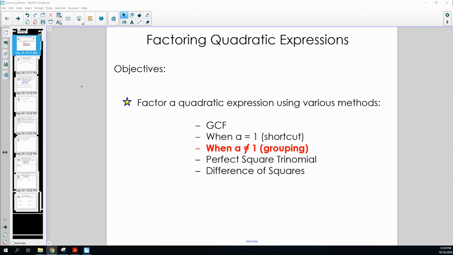Now, if you notice, I do have the when a is not equal to 1 highlighted in red. That one you can use for every single type of quadratic that can be factored. So if the other methods are confusing to you, as long as you understand how to do it by grouping, you could do any of these problems.